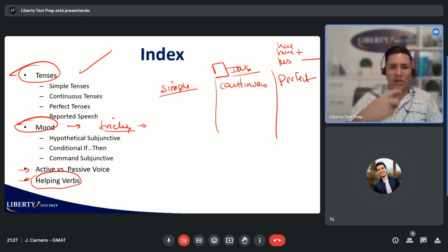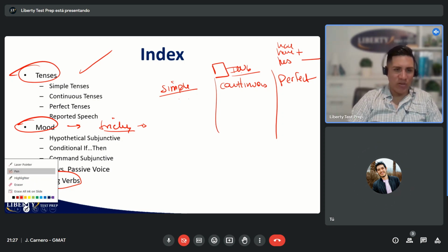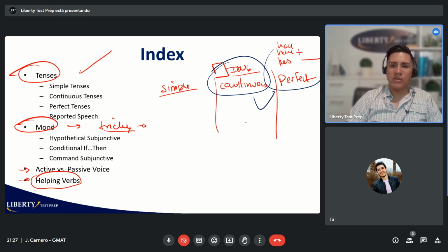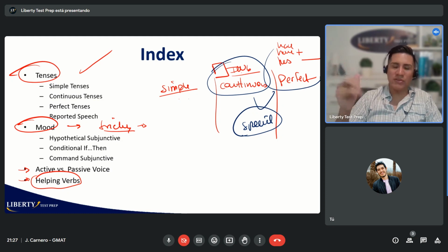Well, we have to know. I think you kind of know this already. I've seen you kind of analyze this. These two tenses here are special tenses. So you only choose them if you are required, if you are forced to choose them. If there's something that is forcing you to use that tense. Otherwise, we don't use it.